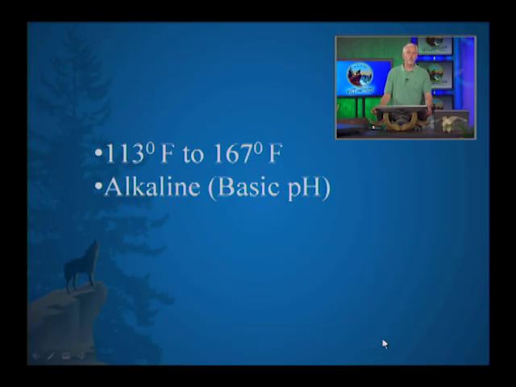Now, one of the places that we see the cyanobacteria in the Yellowstone ecosystem are in the hot springs. You can see that they prefer temperatures in the 113 degrees Fahrenheit range to 167 degrees Fahrenheit. To put that in perspective, keep in mind that the boiling temperature of water is 212 degrees Fahrenheit. So they can tolerate some pretty hot conditions. They also tend to like slightly basic or alkaline pHs. So again, they like hot, slightly alkaline hot springs.